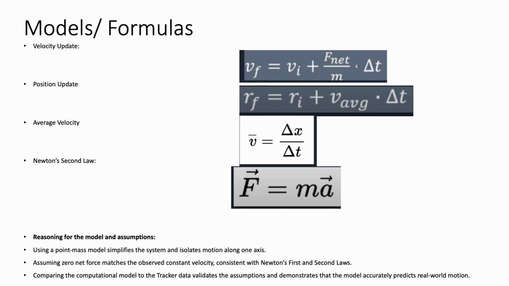Here are the models and formulas used. Some formulas we used include velocity update, position update, average velocity, and Newton's second law formula. The reasoning for these models and assumptions is that using a point mass model simplifies the system and isolates motion along one axis. Assuming zero net force also matches the observed constant velocity, which is consistent with Newton's first and second laws. In addition, comparing the computational model to the Tracker data validates the assumptions and demonstrates that the model accurately predicts real-world motion.